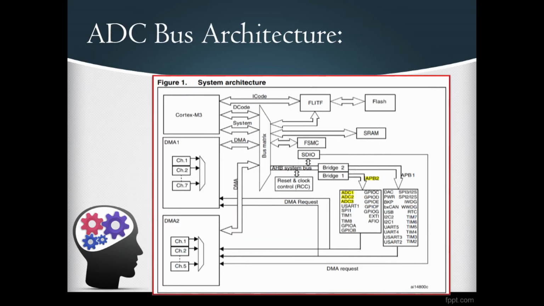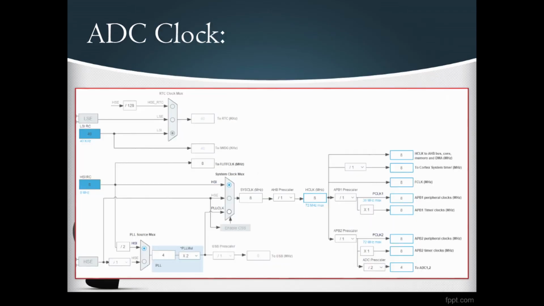If you look inside the system architecture of an STM controller, you can find that ADC1, ADC2 and ADC3 are connected to Advanced Peripheral Bus 2, that is APB2. This is important information which we will need while configuring an ADC peripheral. Here in the clock configuration window, you can see that the APB2 peripheral clock is set to 8 MHz, which is generated by the internal RC oscillator. So the ADC parameters can be set using the same clock, that is 8 MHz.